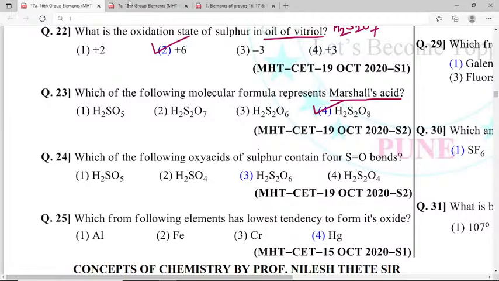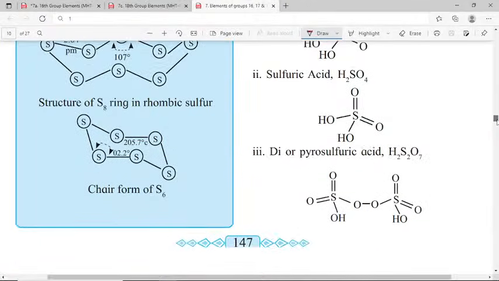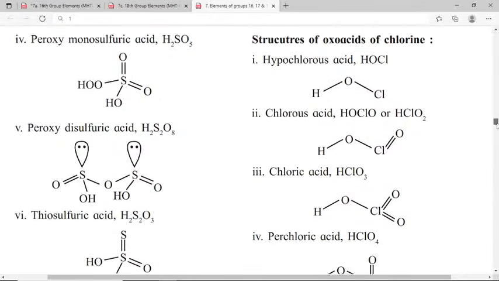Which of the following molecular formulas represents Marshall acid? H2S2O8 is called Marshall acid. So this is called Marshall acid. Here it is written as Marshall acid, H2S2O8.